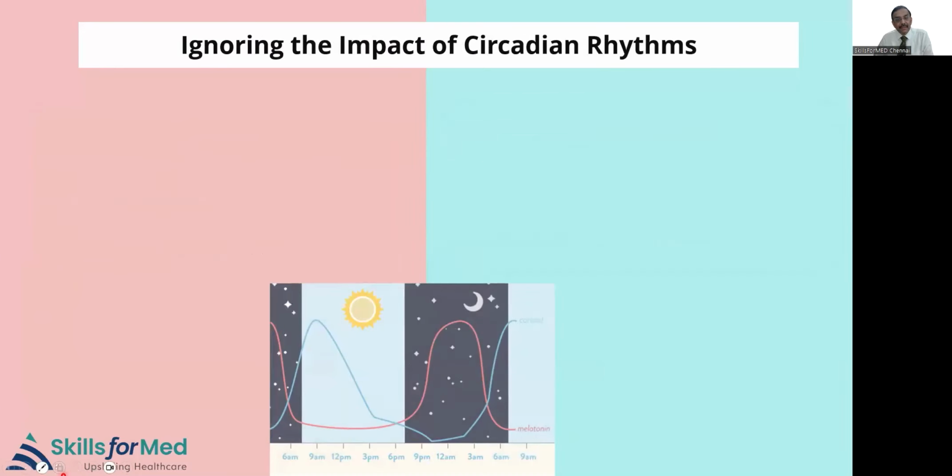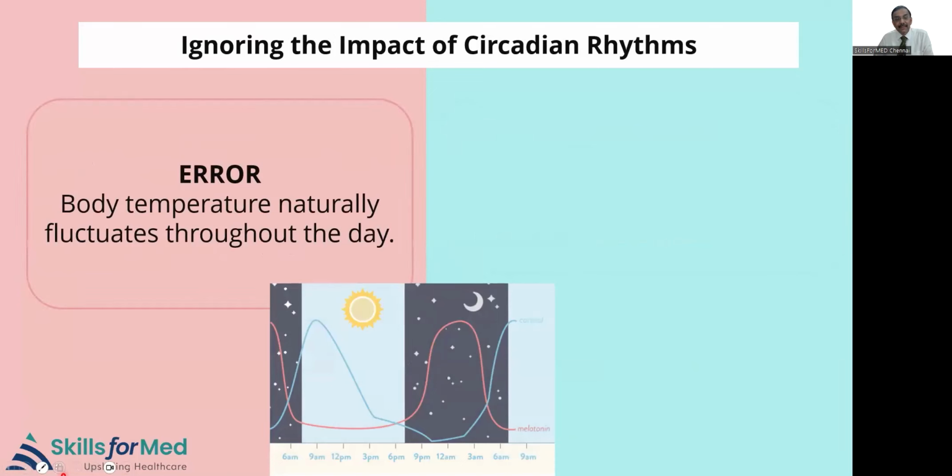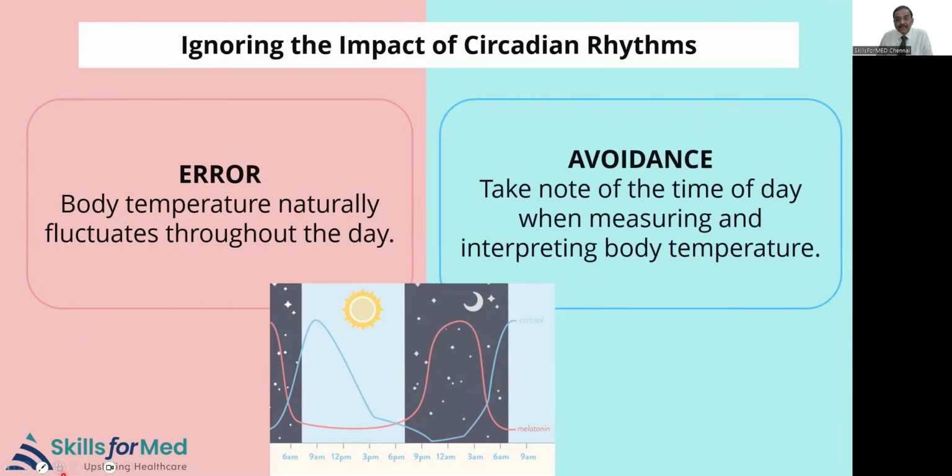Ignoring the impact of circadian rhythms is very common, especially people will say that you've got a temperature in the evening. Actually, it's part of your circadian rhythm where the temperature is low in the mornings and then it goes up in the evenings and then comes down in the night. So be aware of that. And also note the time of the day when measuring so that while interpreting, you can say, okay, this is in the evening and maybe it is not that significant.